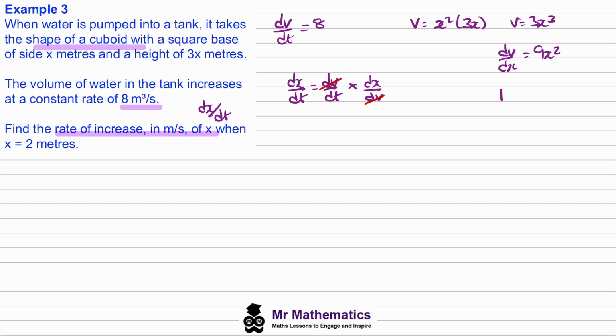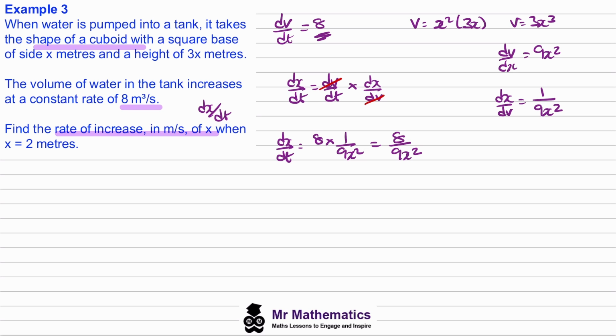But what we want is dx by dv. So we can reciprocate this and we get 1 over 9x squared. And now we can substitute this into here. So dx by dt will be dv by dt, which we know is 8, multiplied by 1 over 9x squared. So 8 over 9x squared.